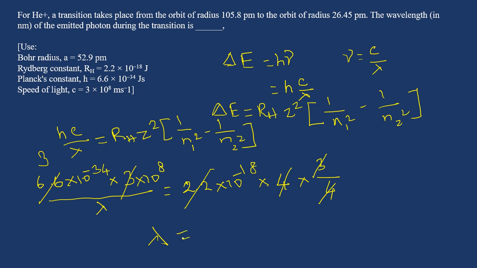Therefore the value of lambda equal to 3. On summarizing all these things, 34 and 18 will be cancelled, leaving 16. So I will be getting 10 power minus 8, which combined with the 3 is 3 into 10 power minus 8 meter. Instead of that, I can write 300 Angstrom. The value has been asked in nanometer. Therefore, I can convert this Angstrom to nanometer as 30 nanometer. So the answer for this question is 30.